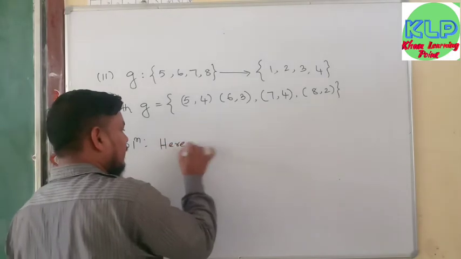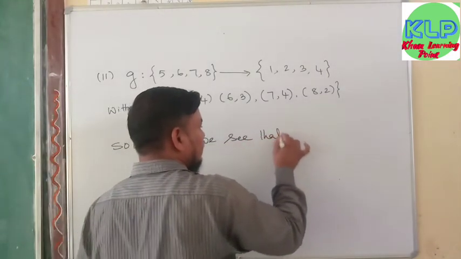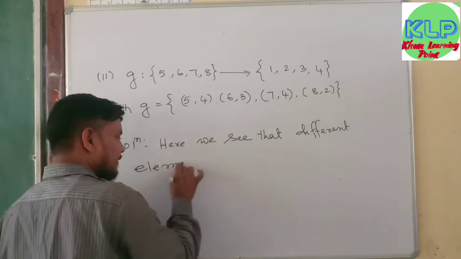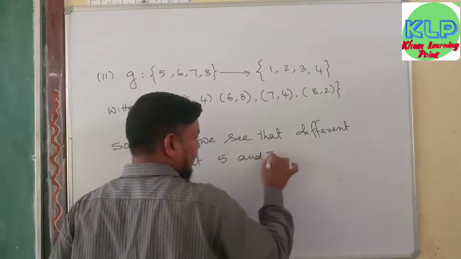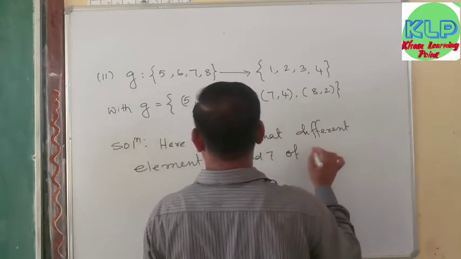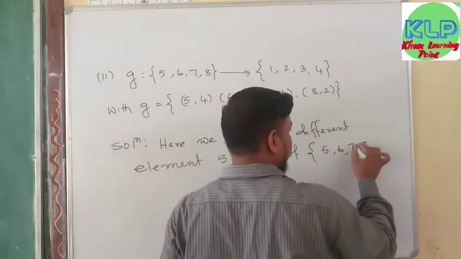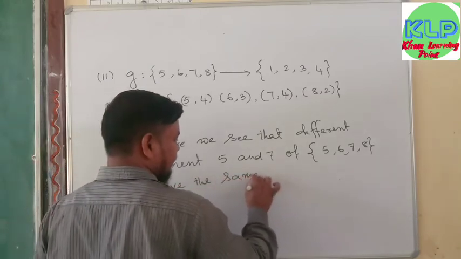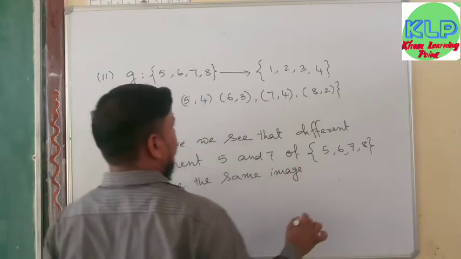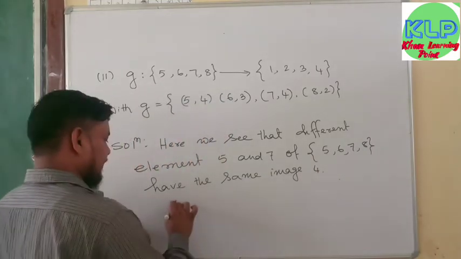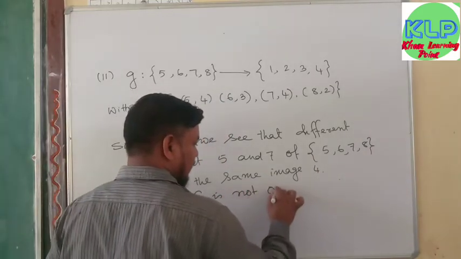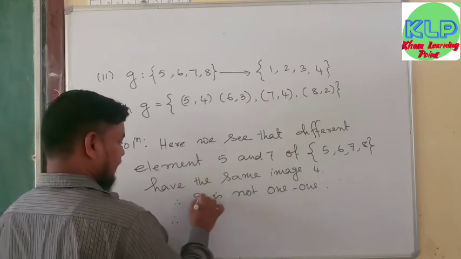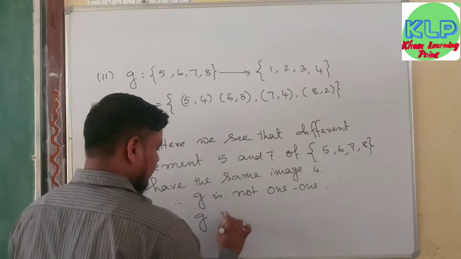Here we see that different elements 5 and 7 of 5, 6, 7, 8 have the same image 4, therefore G is not 1-1, hence G is not 1-1, therefore G is not invertible.